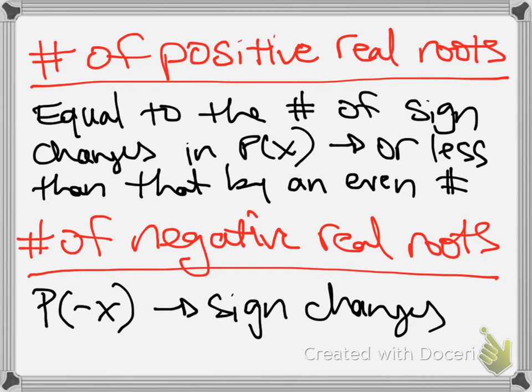So once you've simplified your polynomial with negative x plugged in, you count the number of sign changes just as before. The number of sign changes now represents the largest possible number of negative real roots, and also as before, you could have less than that number, but it must be less than that by an even number.